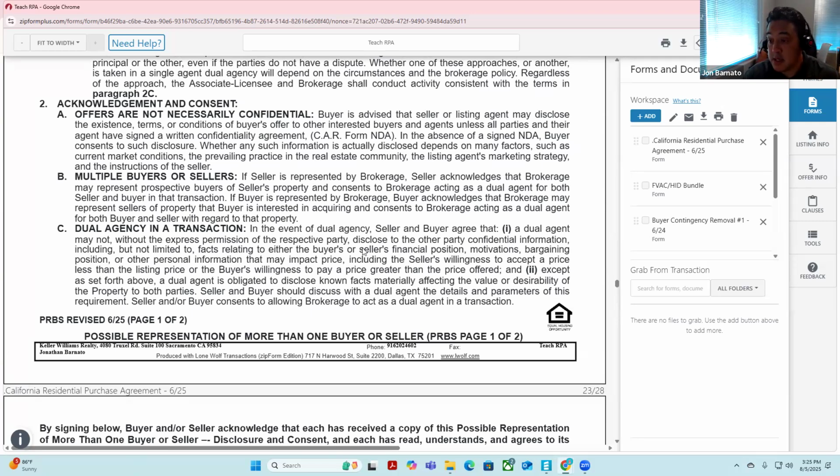There's 2 things on this. A dual agent may not, without the express permission of the respective party, disclose to the other party confidential information, including but not limited to facts related to the buyer or seller's financial position, motivations, bargaining position, or other personal information that may impact the price, including the seller's willingness to accept a price less than list price, or the buyer's willingness to pay a price greater than the price offered. So, if you tell the buyer, hey, write an offer with me, and the sellers are probably willing to go down less than list price, so let's lowball it here, you have violated your fiduciary duty to the seller, period, end of story. If you were sued, the seller would win.